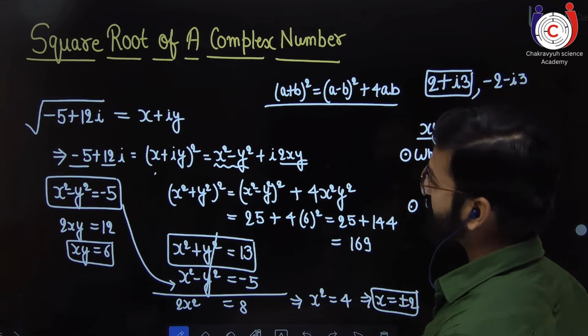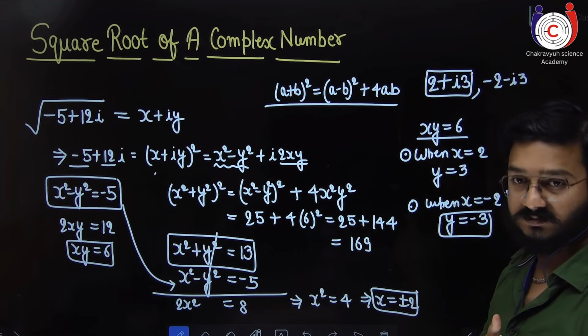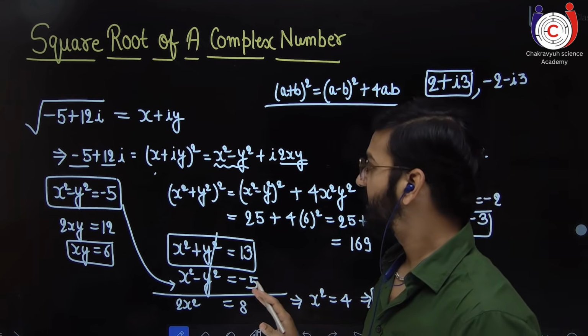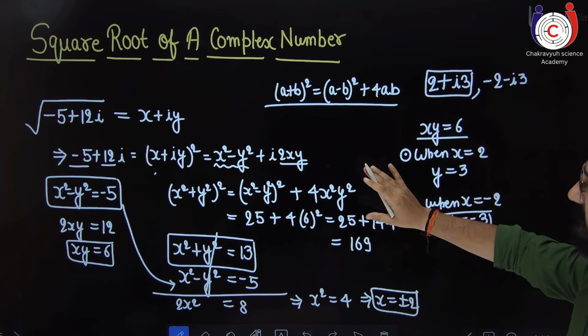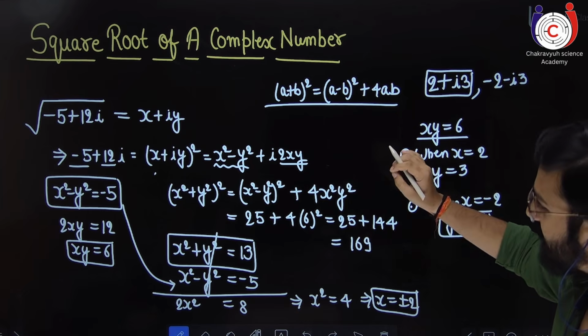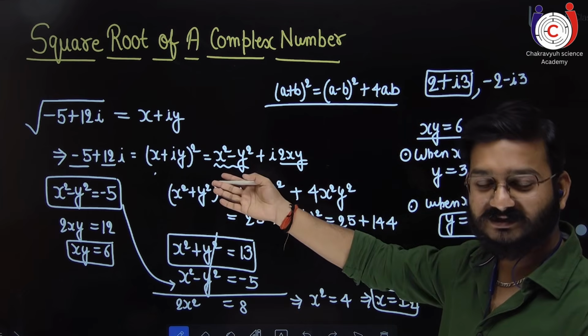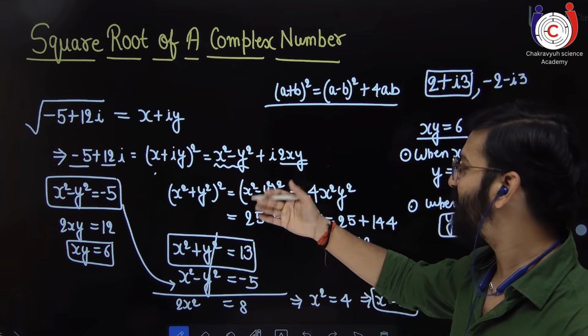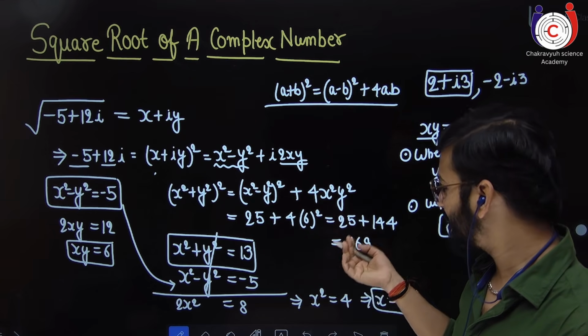So how many square roots are there, students? 2. Clear? Any problem in this? Just see this carefully. The process is very simple. No new method is used here, it's basic. You can say it's grade 9th and 10th maths. The only extra thing here is that iota square is coming. Otherwise, it is basically 9th and 10th maths.